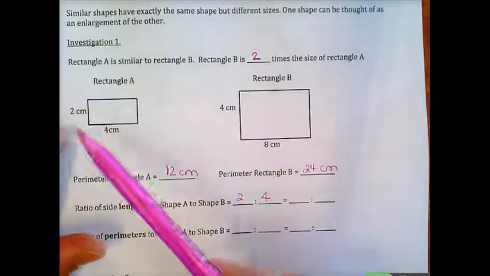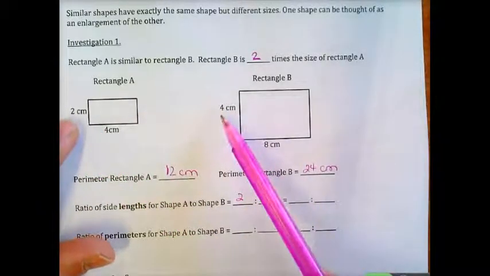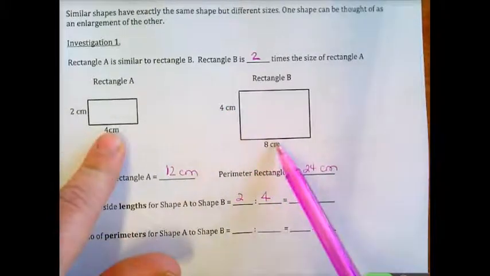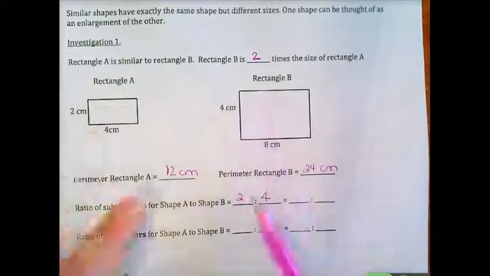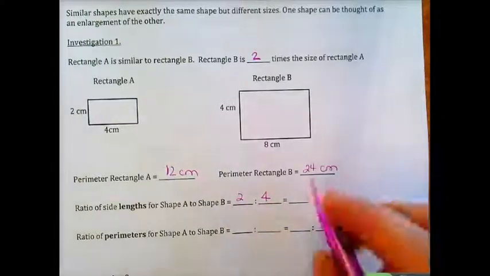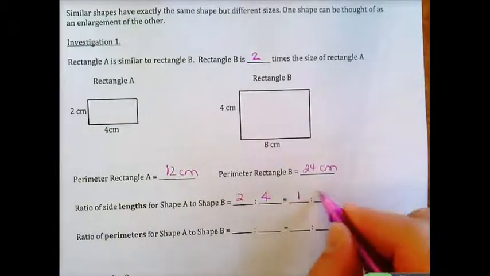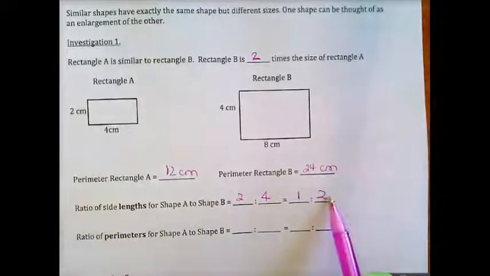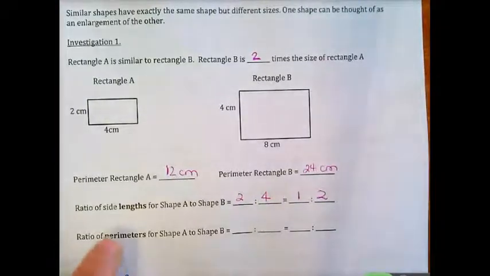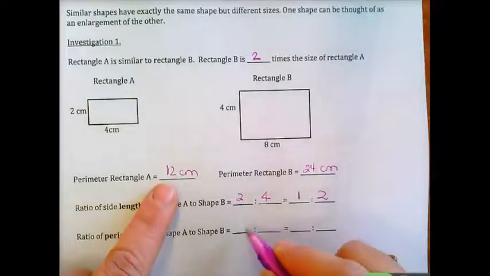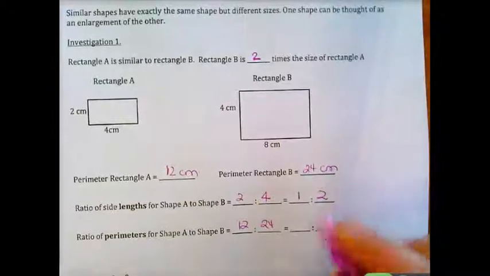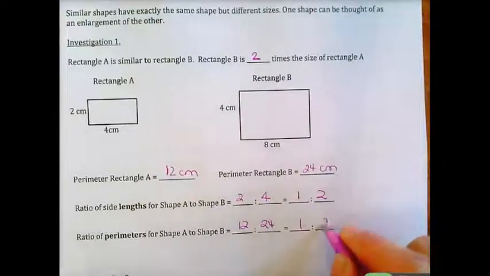So again, ratio of side lengths from shape A to shape B, I'll just pick a pair of corresponding sides. So I can pick 2 and 4 or 4 and 8. So the ratio is 2 to 4, or you could have put 4 to 8. And if we simplify that ratio by dividing them both by 2, we get 1 is to 2. In other words, shape B is 2 times the size of shape A. Now, the ratio of the perimeters is, what's the perimeter of shape A? 12. 12 to 24. Simplifying that ratio, it's also 1 to 2.